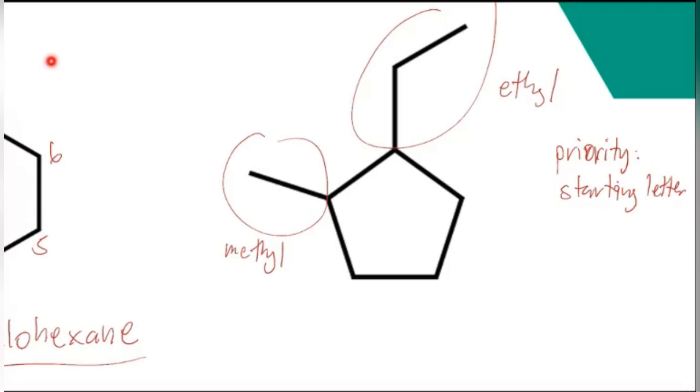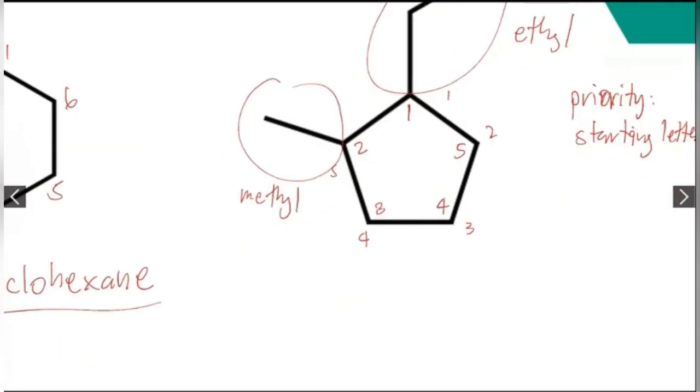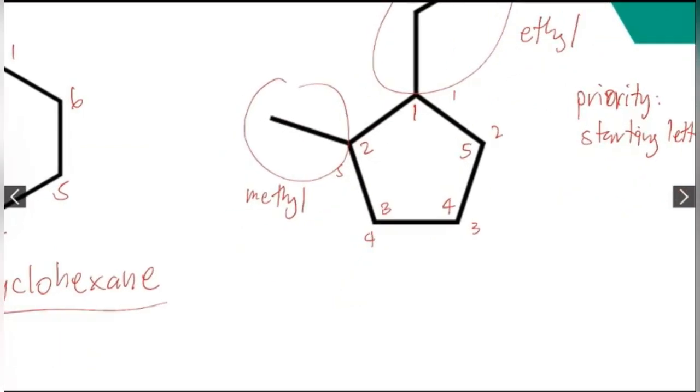So we'll start here: 1, 2, 3, 4, 5. We will not number the carbons in the clockwise direction, because if we put 1, 2, 3, 4, 5, our substituents will have big numbers. Our goal is to have small numbers as our locators. So we will not use that one. Not recommended. So we will use this one.